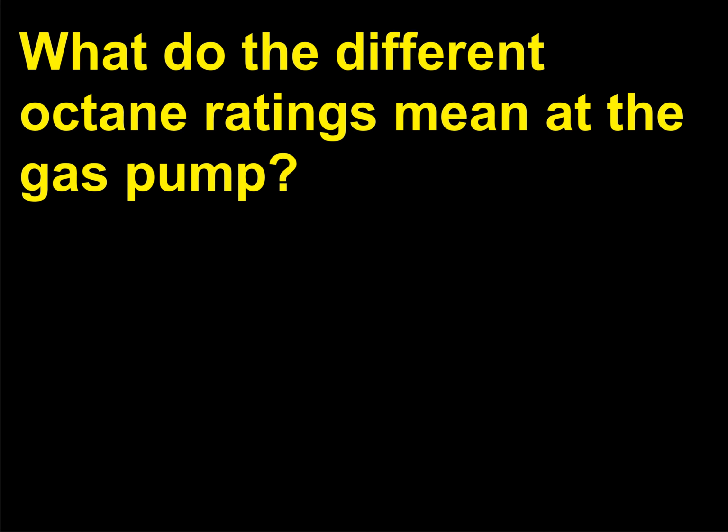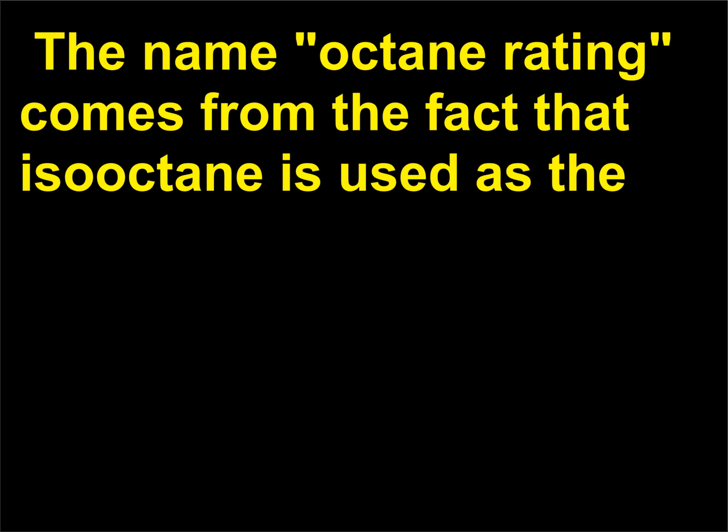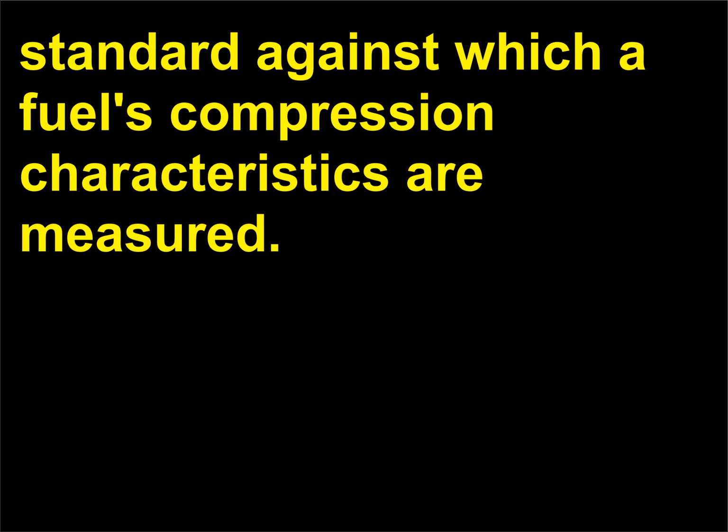What do the different octane ratings mean at the gas pump? The octane number provides a measure of the amount of compression a fuel can undergo before it combusts. The name octane rating comes from the fact that isooctane is used as the standard against which a fuel's compression characteristics are measured.